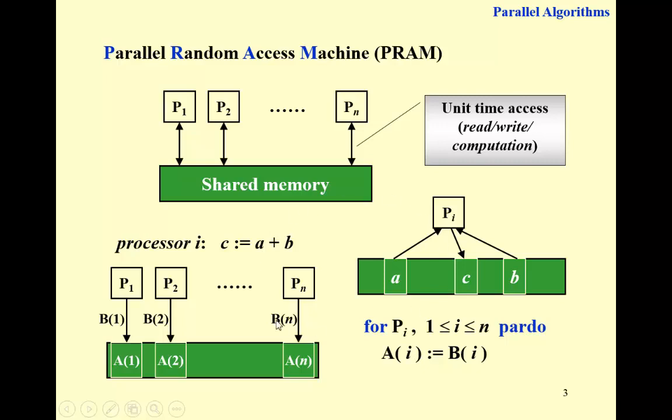But one problem with many processors working at the same time is that it would be okay if all of them are reading from the same location. But what if they're trying to write into the same location? So to resolve access conflicts, there are three commonly used rules. One is EREW, which means exclusive read, exclusive write. It means at most one processor is allowed to read or write to a location.